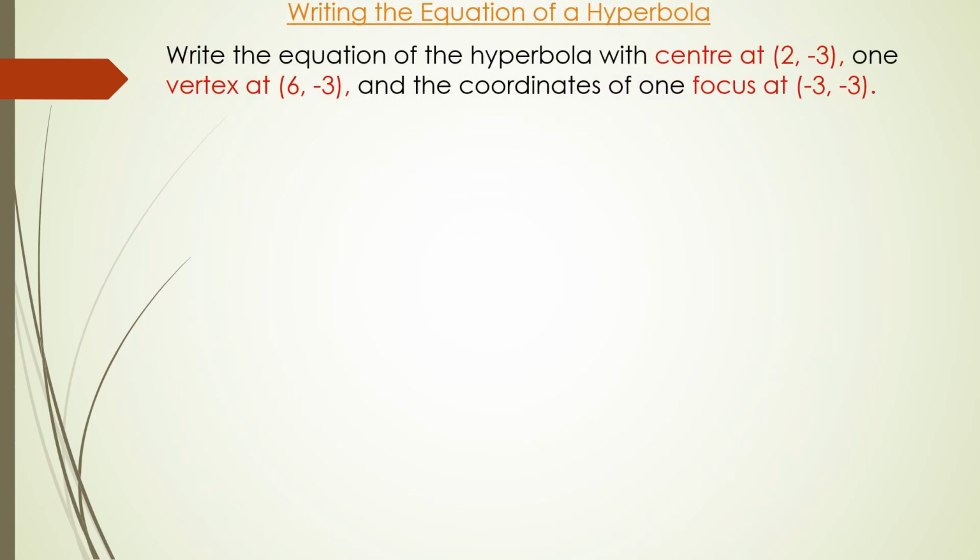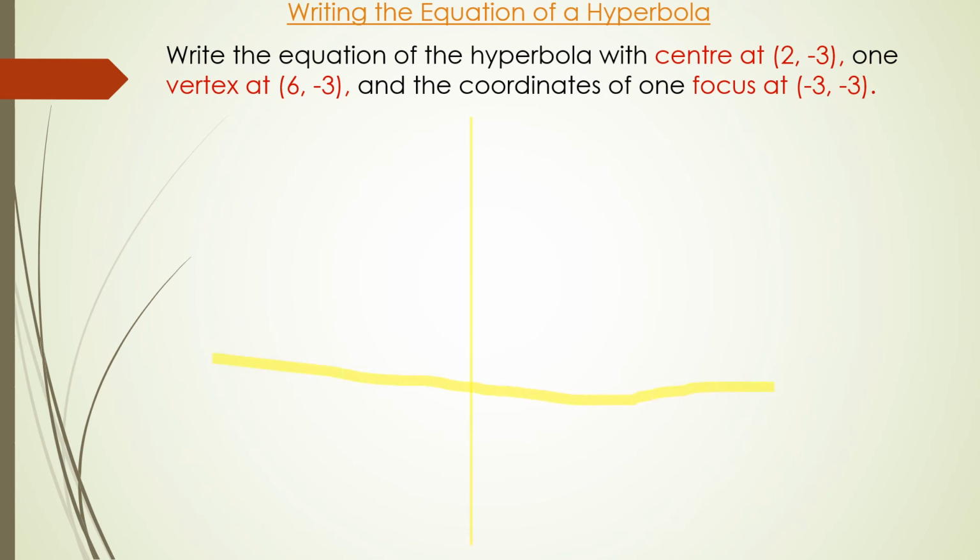Okay, let's go to our next example. Write the equation of the hyperbola with center at (2, negative 3). One of the vertices is at (6, negative 3), and the coordinates of one focus is at (negative 3, negative 3). How do you solve this? You have to plot everything. Right, so you will be plotting.